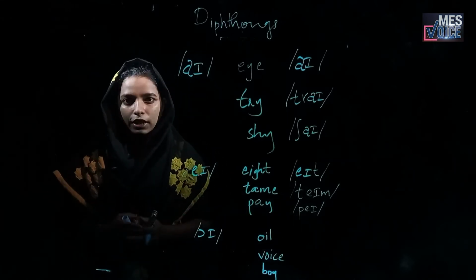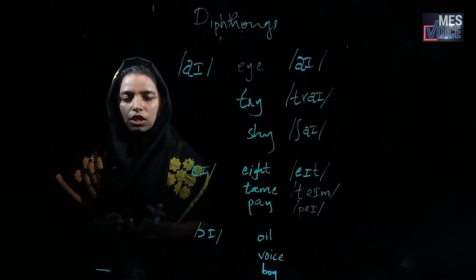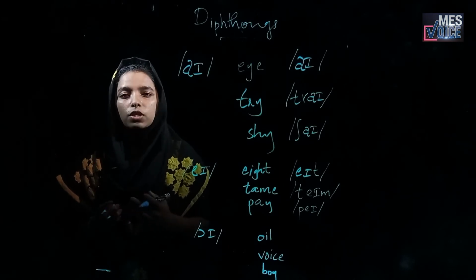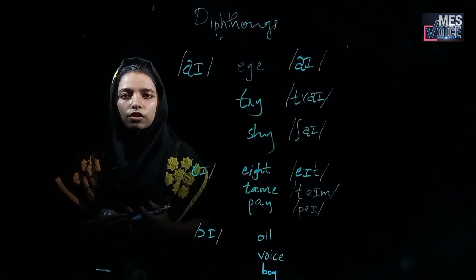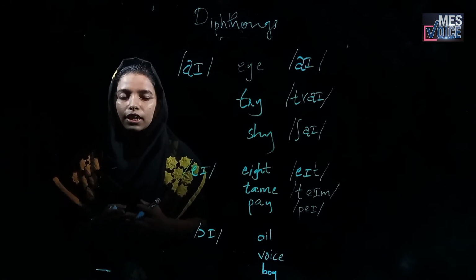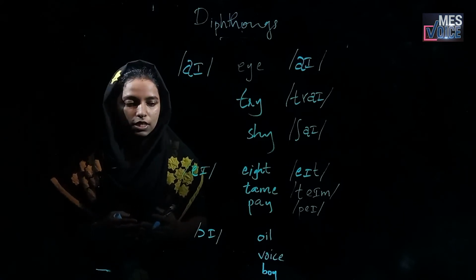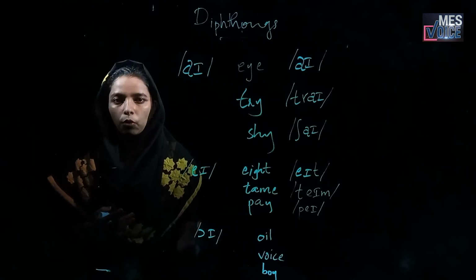The diphthong Oi begins with the tongue position required for the sound O, which is a rounded vowel, and ends in the tongue position required for the sound E. Thus, Oi occurs initially, medially and finally in words like oil, voice and boy.